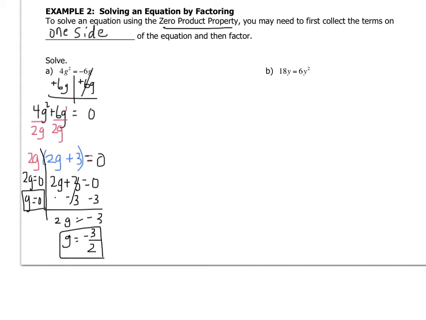Letter B, if you want to, try it on your own. If not, follow along. So I'll drop a line, and this time I'll move it to the right. So minus 18y. It doesn't matter which side you go to.